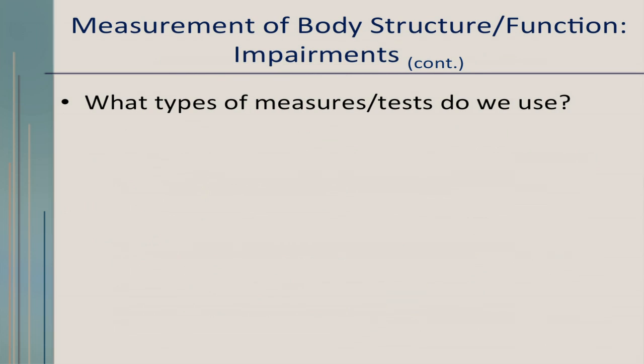So when we're measuring body structure and function impairments, what types of tests and measures can we use? It's very common for us to be measuring such things as vital signs: heart rate, blood pressure, respiratory rates, those kinds of things. Also, more specific to the patient with a stroke or with conditions of osteoarthritis, we'd be measuring muscle strength. We can measure muscle endurance. We can measure flexibility of the muscles and joints. We can measure sensation. We can measure spasticity through such things as the Modified Ashworth Scale.